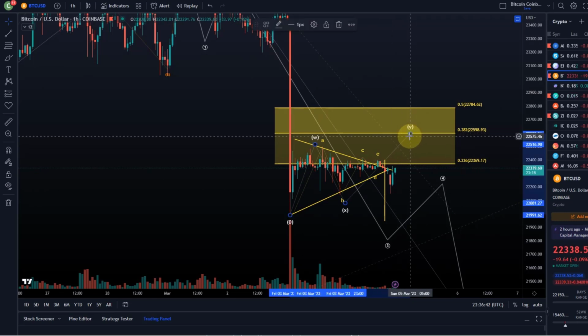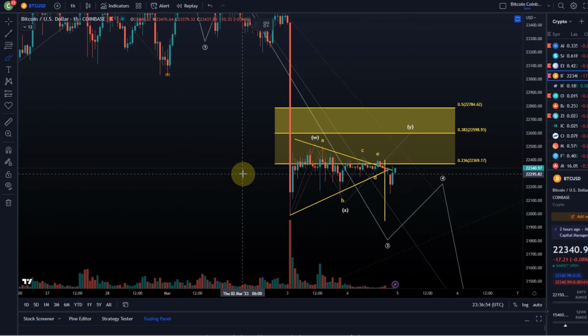Just look, because a lot of people want to know about the micro count. I always tend to share it as well, even though it's less reliable. And as you hopefully know, they often have to be adjusted in a corrective structure. This is a corrective structure, so we need to keep an open mind.